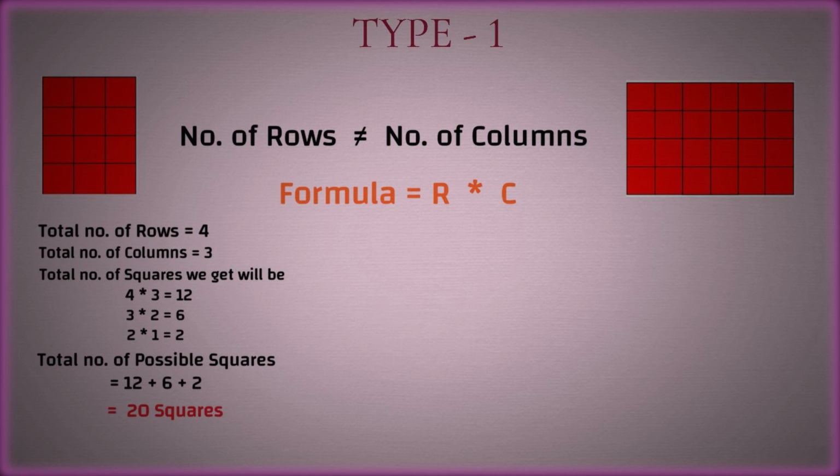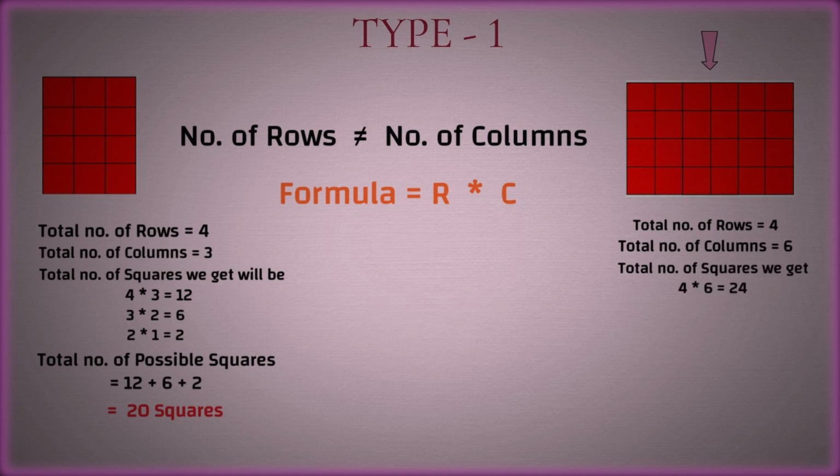Let's take a look at one more example to get a better understanding of this concept. Let's try to calculate the total number of squares possible in this figure. First, we count the total number of rows and columns in the figure. In this figure, we get 4 rows and 6 columns. Then, according to our R into C formula, we first multiply the total number of rows by columns to get our required product. So we get 4 into 6 equals 24. We write the product on the right hand side.